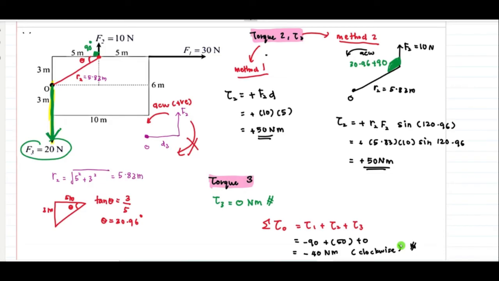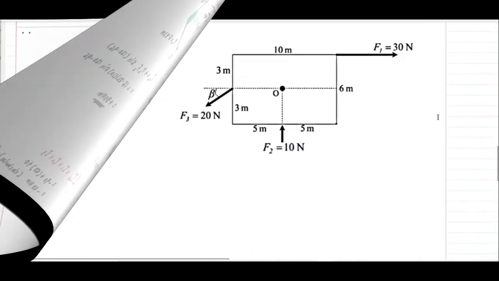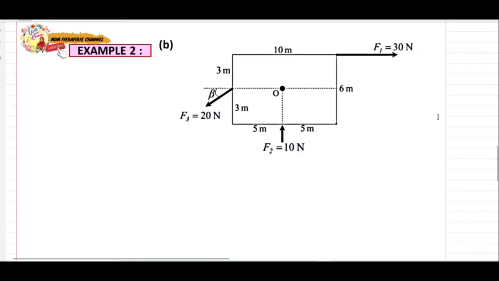Okay, so that finishes example number 1. Alright, now let's proceed to the second example. We still want to find the total torque at pivot O. This time our pivot is at the center of the rectangle. Okay, so here we have 3 forces, F1, F2 and F3.